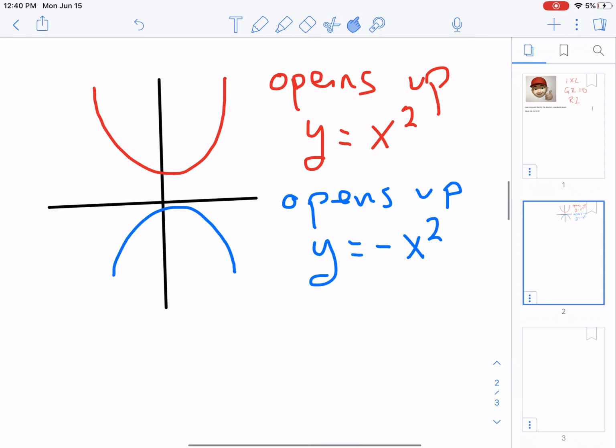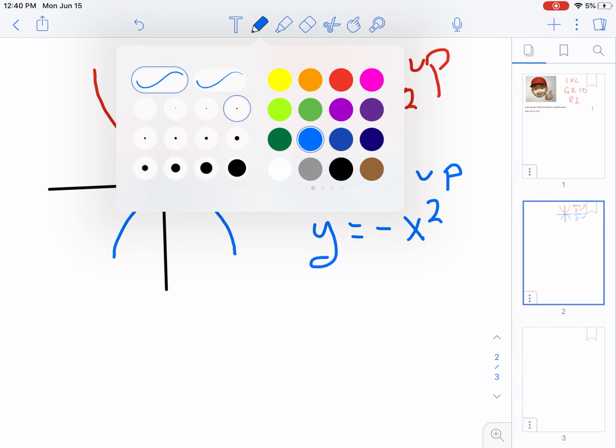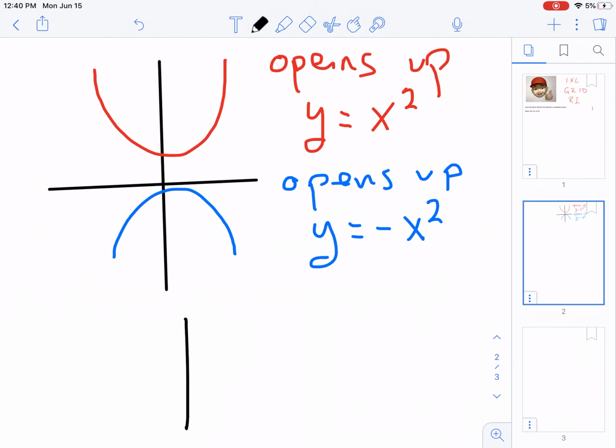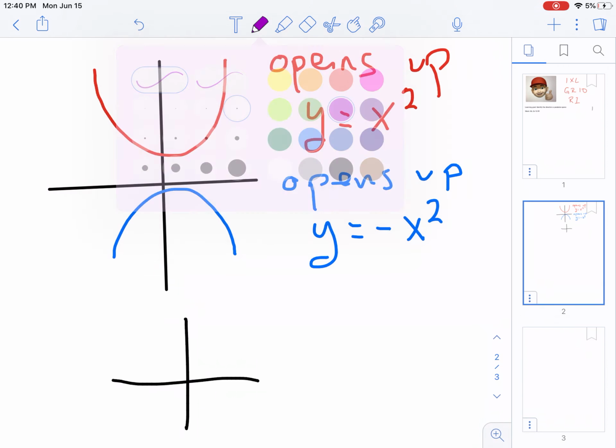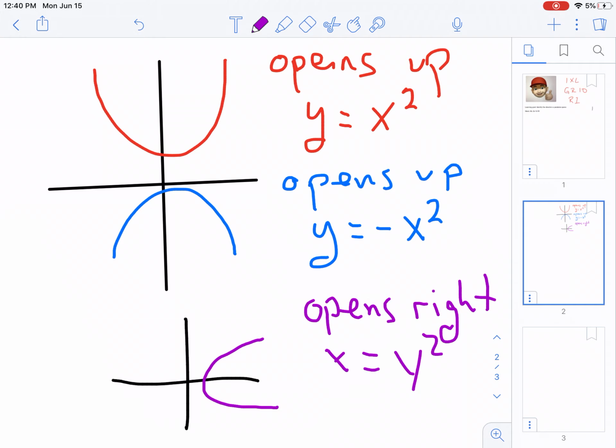We can also see parabolas open to the right and open to the left. So if we see a parabola like this purple one that opens right, because the open side is to the right, and you would see that when you see an equation that might look like x equals y squared.